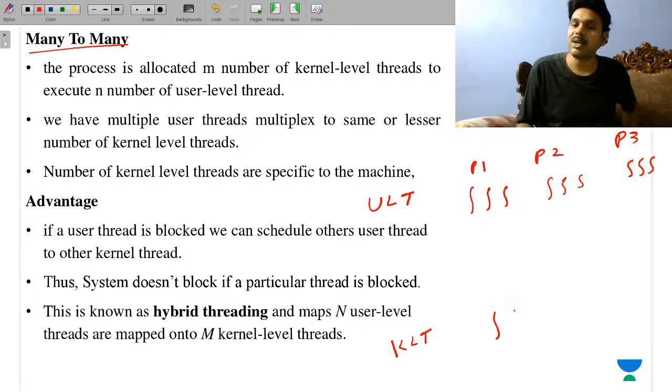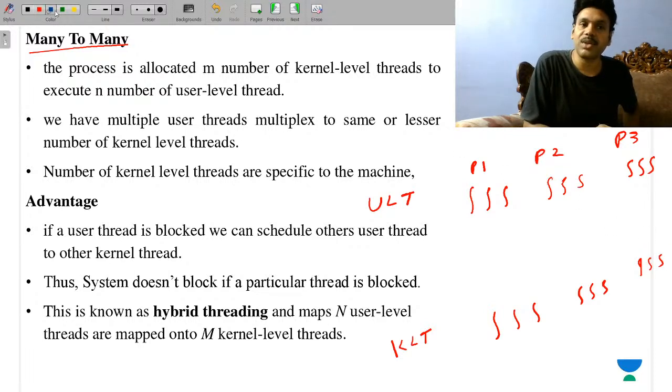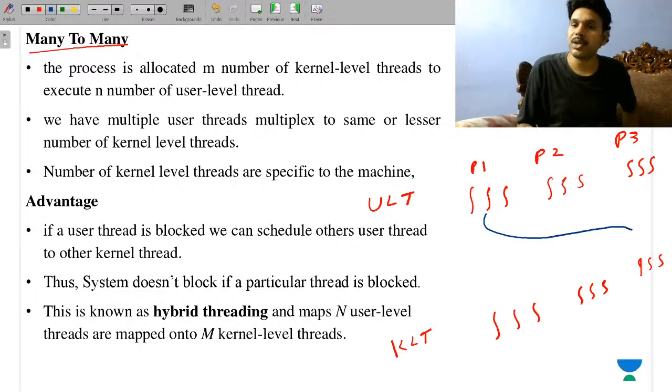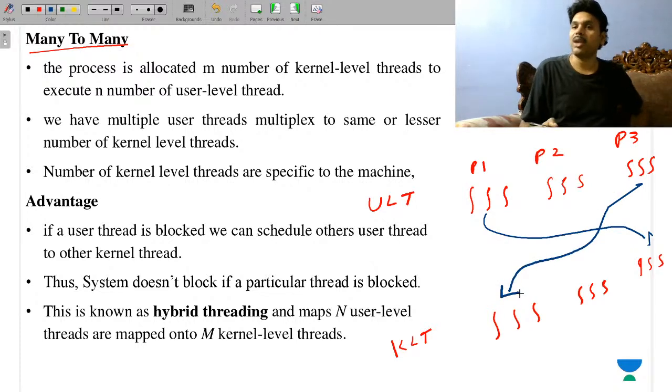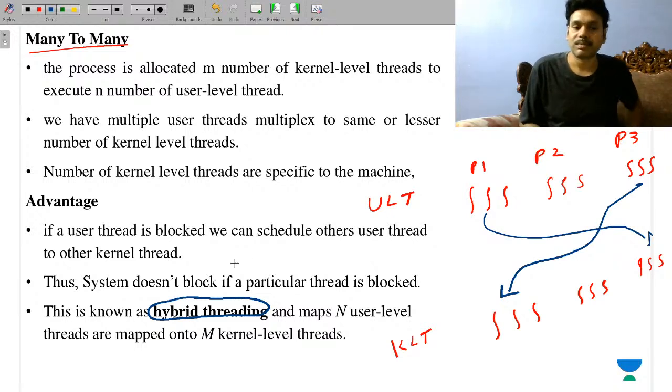So now you see they can be allocated anywhere. I have kernel level thread and kernel level thread. See that. So what is happening? I can switch over anywhere to anywhere because I am having the M:N concept. It is also called hybrid multi-threading. So whenever you have the M:N concept, it is hybrid multi-threading.